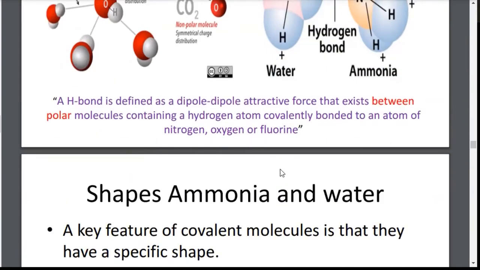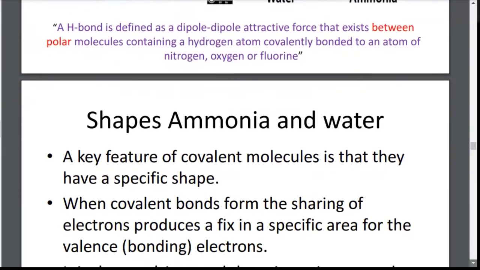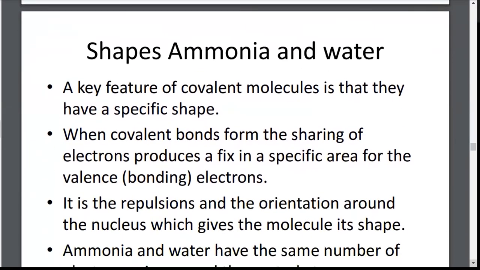Okay, a quick thing. We've mentioned the shapes a few times. Ammonia and water are covalent molecules, and all covalent molecules have a specific shape. When they form the covalent bonds, the sharing of electrons produces a fix in the area where the bonding is happening, where the valence and bonding electrons are. It is the repulsion and the orientation around the nucleus of all of this which gives the molecule its shape, all the shapes that you saw in the previous slide.